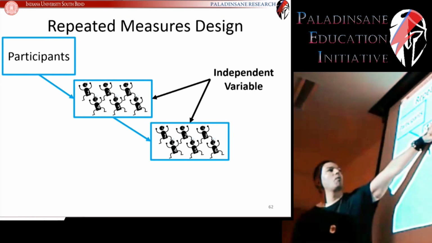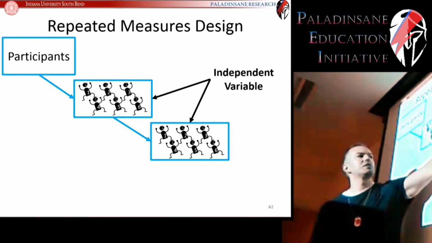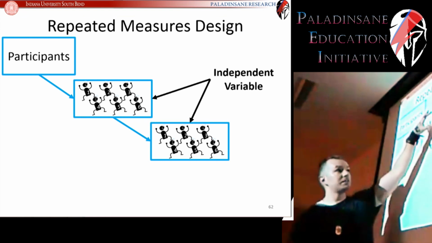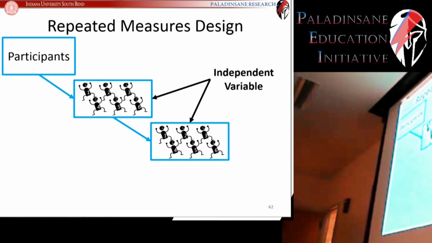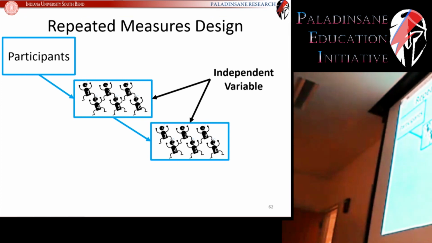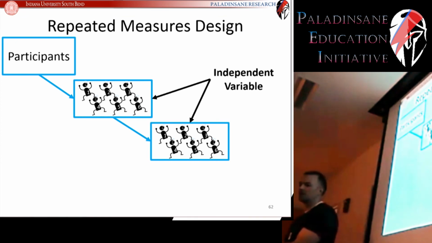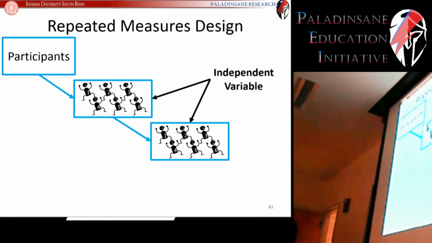So maybe if they watched violent TV here and then showed violent behavior, and then watched non-violent TV, they might still show violent behavior. It might still carry over and affect the outcome of watching non-violent TV. And while you can mitigate that by having that randomized, it still has the possibility that participating in the first condition will change your behavior in the second condition.